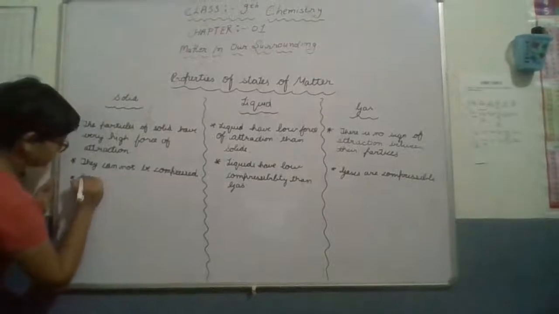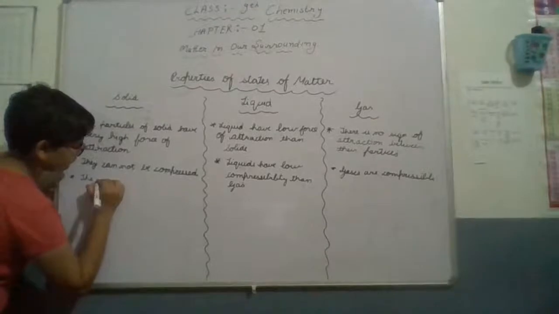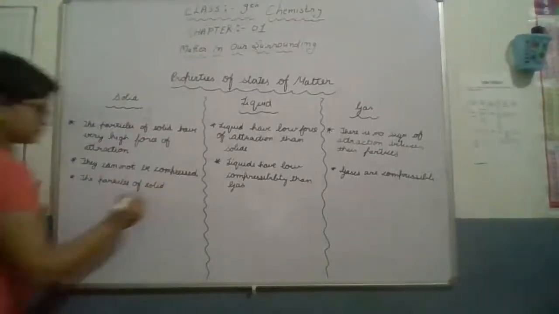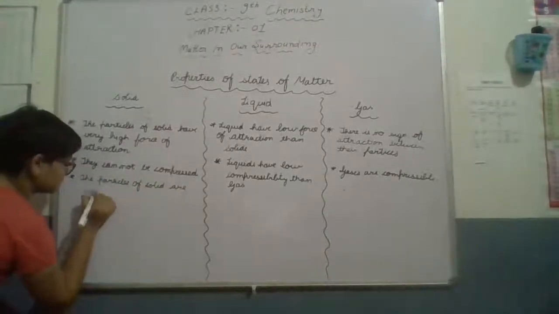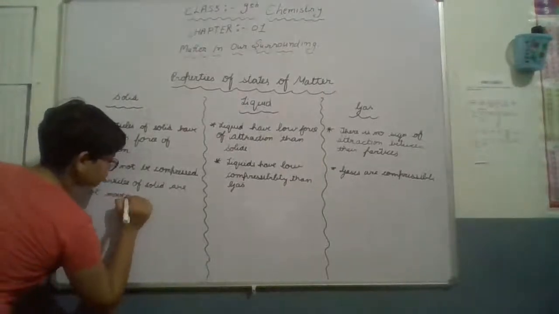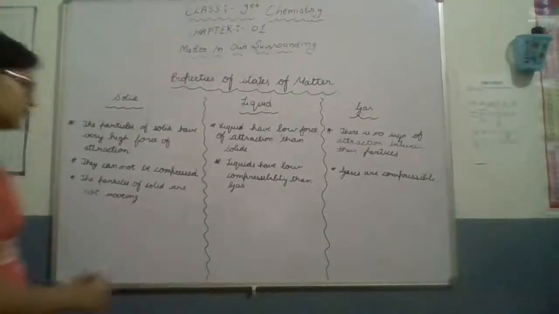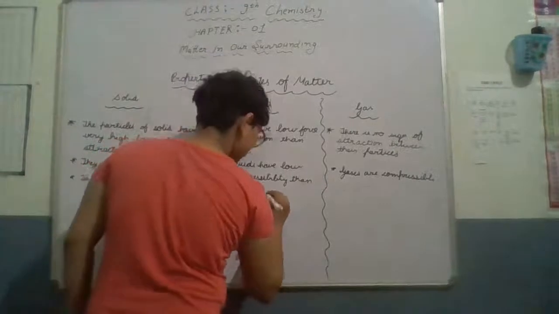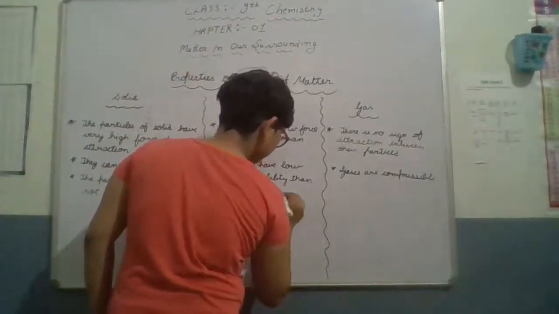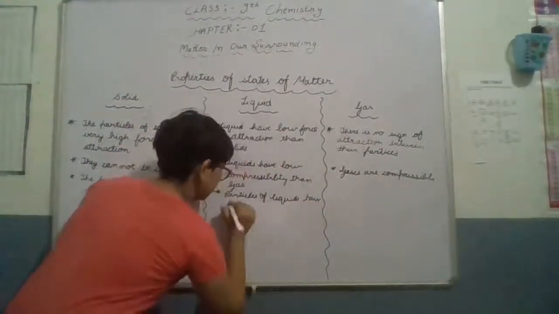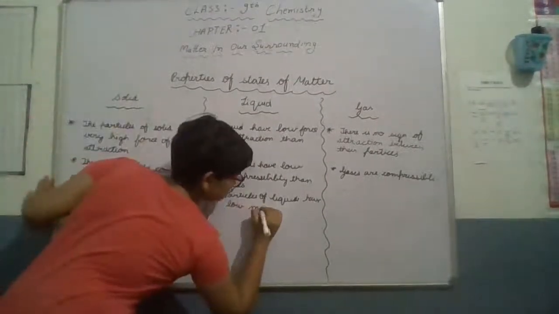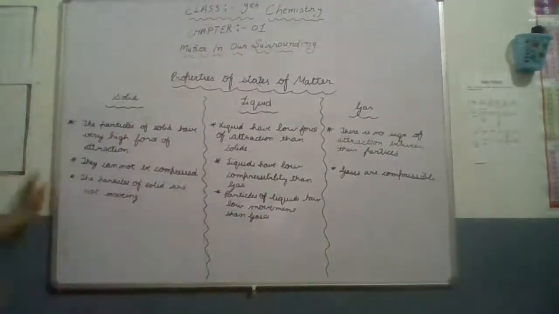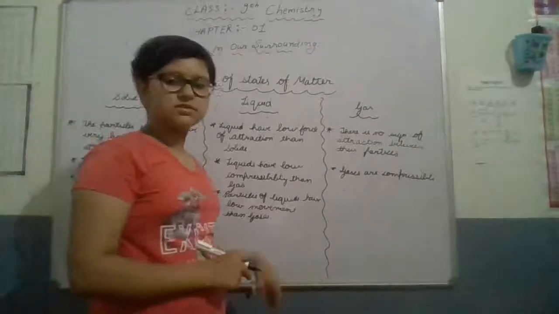So, the particles of solid are not moving. There is no movement in solids. On the other hand, particles of liquids have low movement than gases. Now, particles of liquids have low movement than gases.